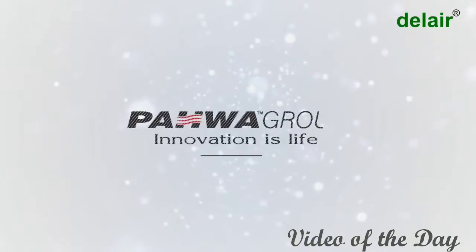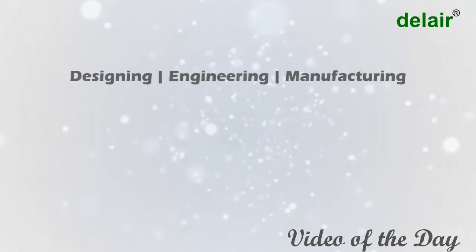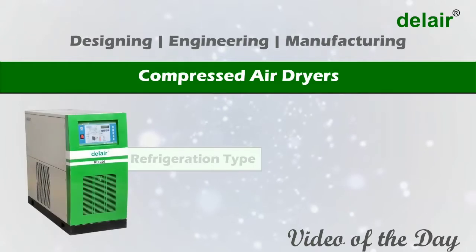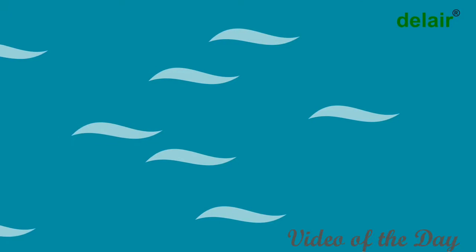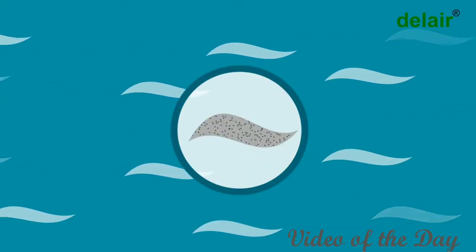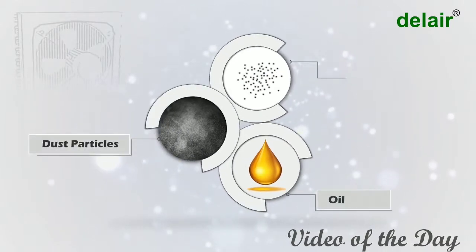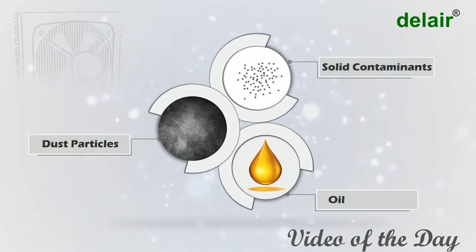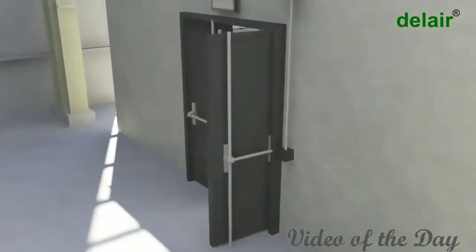Delair India, a Power Group company, specializes in designing, engineering and manufacturing of compressed air dryers, refrigeration type and desiccant type. It is best to ensure that compressed air is dry and clean before it is used for any pneumatic application. Moisture is always present in the compressed air along with dust particles, oil and solid contaminants, which can adversely affect air quality. The only positive means of moisture removal is the installation of a compressed air dryer.